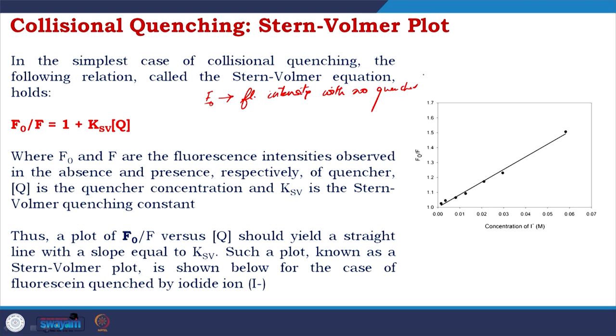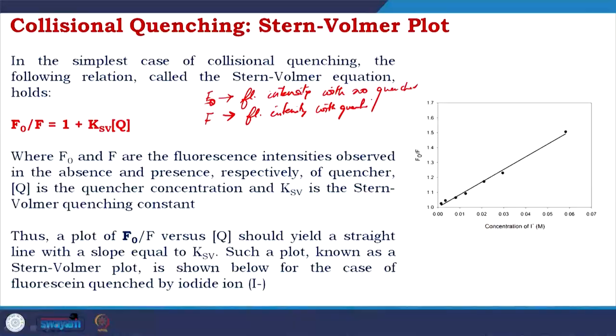F is the fluorescence intensity with quencher. So, this is giving you the measurement of how the quencher is influencing, by getting the ratio of F0 by F. Okay? KSV is the Stern-Volmer constant and Q concentration is the concentration of the quencher.